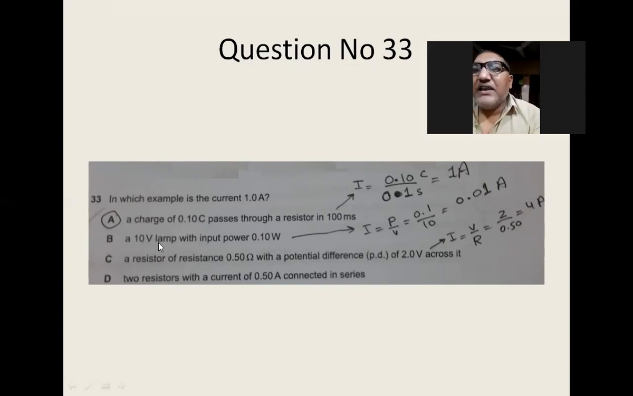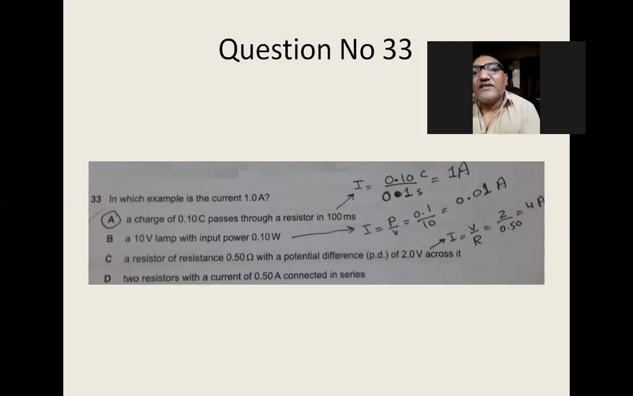Okay. B, a 10-volt lamp with the input power of 0.10 watts. I know the power here and I know the voltage. I want to calculate the current. So P equals IV, I equals P divided by V. 0.1 watt divided by 10 volt. The answer will be 0.01 ampere. So B cannot be the answer. A is actually the right answer.